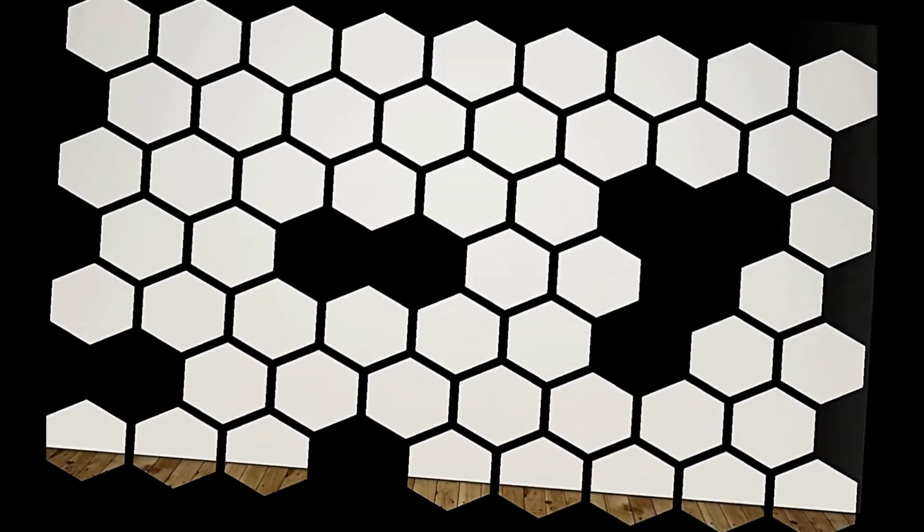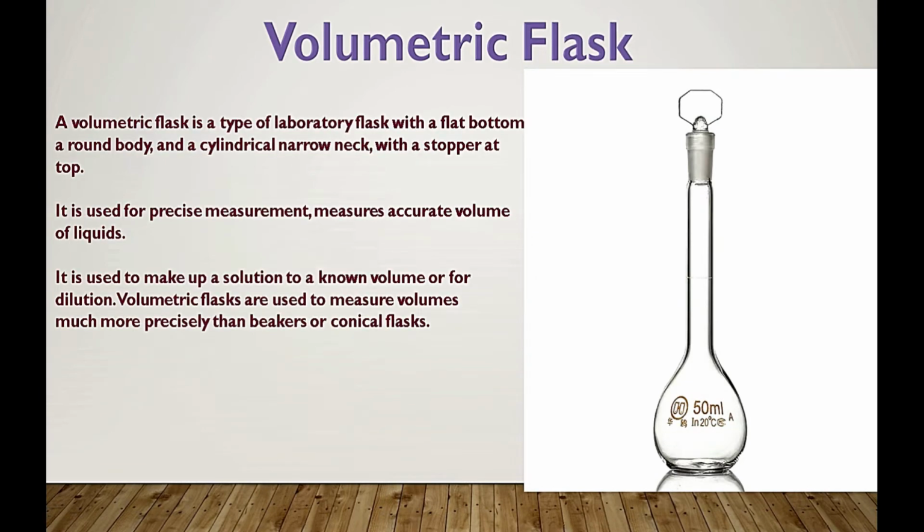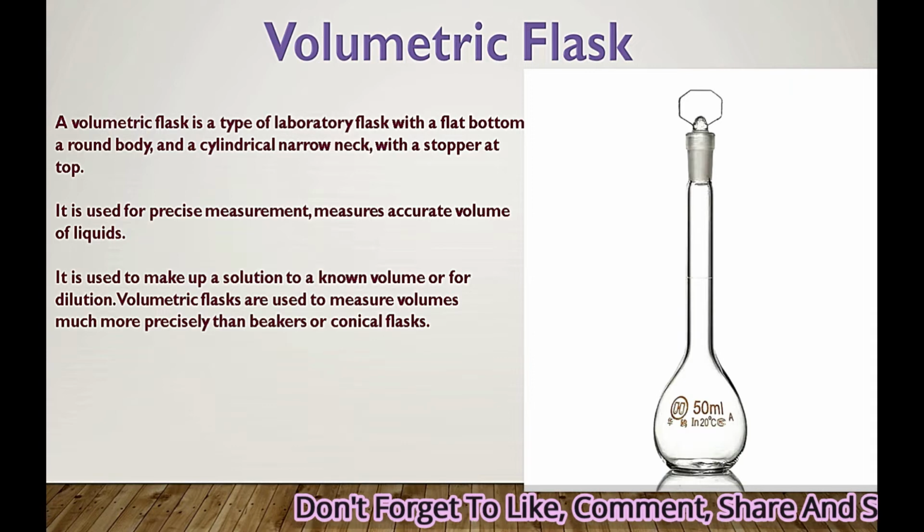The next apparatus which you can use in chemistry lab is the volumetric flask. This volumetric flask has a flat bottom and a round body, and it has a cylindrical narrow neck with a stopper at the top. It is used for precise measurement, therefore it measures accurate volume of liquid. For example, it is written 50 ml and there is a mark over here, so till this mark it measures 50 ml volume. It is used to make up a solution to a known concentration or known volume, or it is also used for dilution purpose.